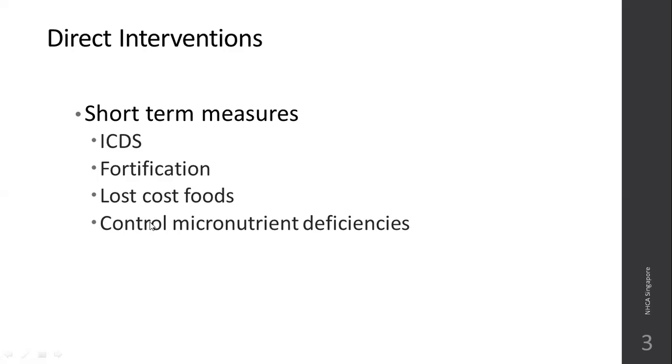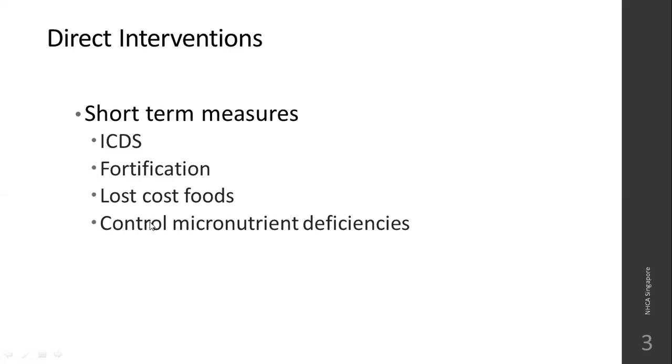Then control of micronutrient deficiencies through immunization, prophylaxis programs, and also distribution of folic acid tablets and iron tablets for pregnant women, school children, adolescent girls, from all the public health schools. Those things come under control of micronutrient deficiency. So these are short-term measures. They are supposed to give immediate change, direct intervention. You are directly targeting the problem.